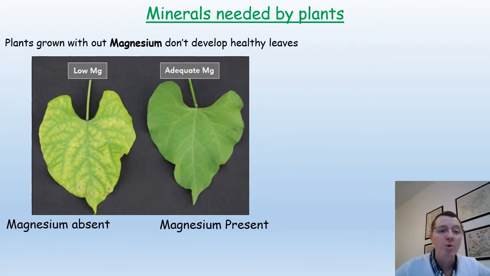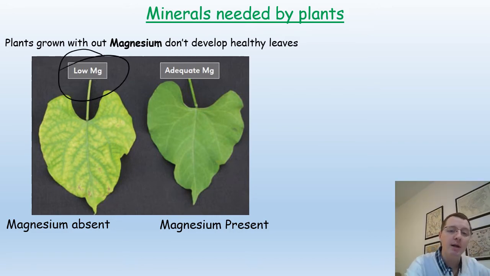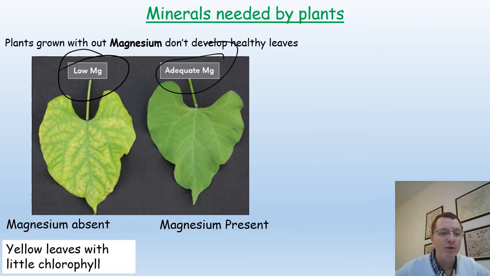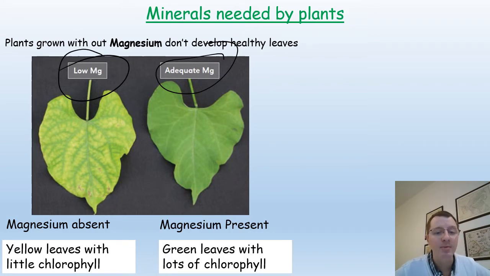So what does that look like if we have some plants where we have a mineral deficiency? Well, here we've got two leaves. One of them is deficient in magnesium, the other one has been grown in adequate magnesium. And what's the difference? Well, if we don't have enough magnesium, we get yellow leaves and very little chlorophyll. If we've got plenty of magnesium, we get very green leaves with lots of chlorophyll.